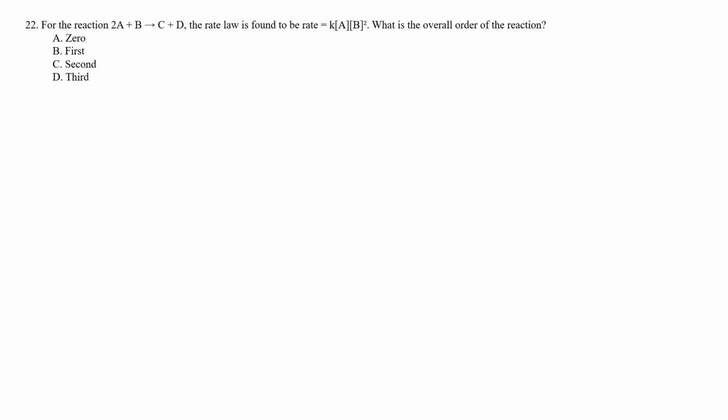Next question. For the reaction 2A plus B goes to C plus D, the rate law is found to be rate is equal to rate constant K times A concentration, power is 1, times B concentration squared. What is the overall order of this reaction? The overall order means if you add the orders of A and B together, that is, the overall order is third order.